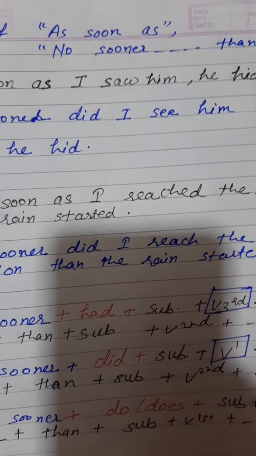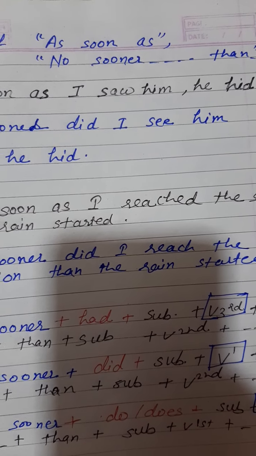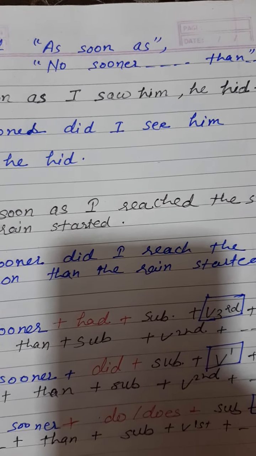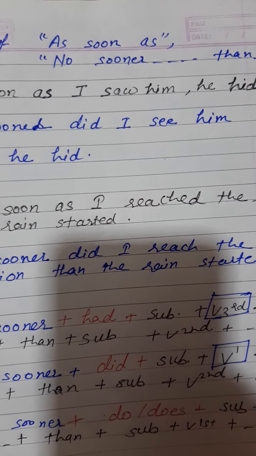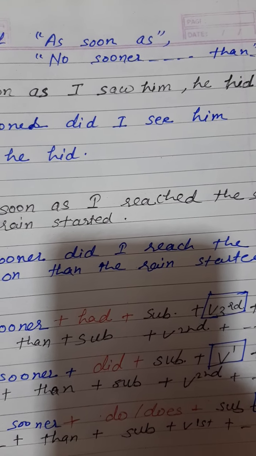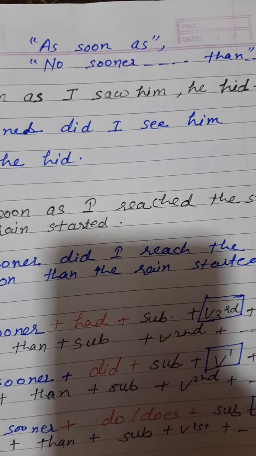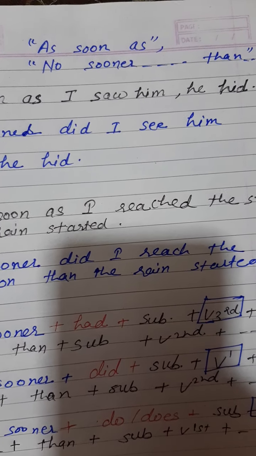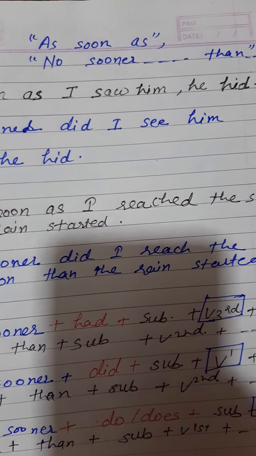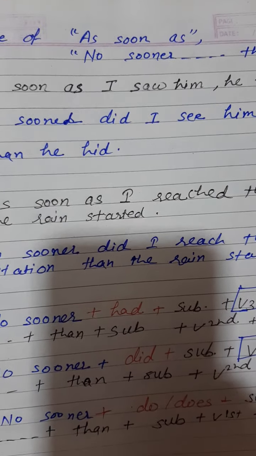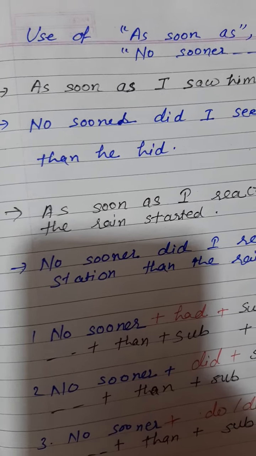Today we are going to learn about the use of as soon as and the use of no sooner than, and what is the difference between as soon as and no sooner than. The meaning of as soon as and no sooner than is similar. The Hindi meaning of as soon as and no sooner than is ज्यों ही या जैसे ही. So first see example number 1.